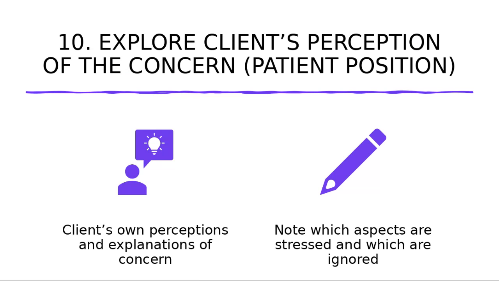You'll want to explore the client's perception of the concern, and we call this the patient position. So it's very likely that your client has some idea about what they think has contributed to the problem or is maintaining the problem. So you want to get the way your clients conceptualize the problem, the way they've made sense of it. And so as the client is giving you their position, you want to know which aspects are stressed and which are ignored. What parts of the problem do they stress in their explanation, or what is ignored? Are they attributing issues to one thing and ignoring the contribution of other things to the problem? So you really want to look at how your client describes the problem and what they emphasize and what they de-emphasize.